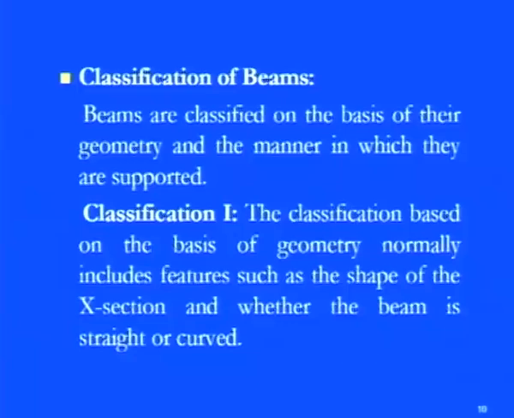So the first classification is on the basis of geometry, which normally includes features such as the shape of the cross section and whether the beam is straight or curved. So generally we are talking about what the cross section of the beam is, and we already discussed the various cross-sectional shapes, whether it is a square cross section or a round cross section, or an I-section beam, T-section beam, or whatever. So first is the cross-sectional shape of that particular beam, and the key feature is whether we have a curved beam or a straight beam.